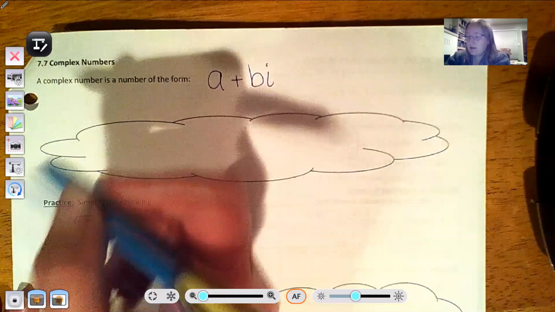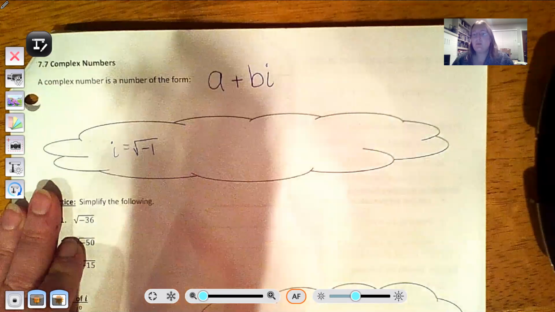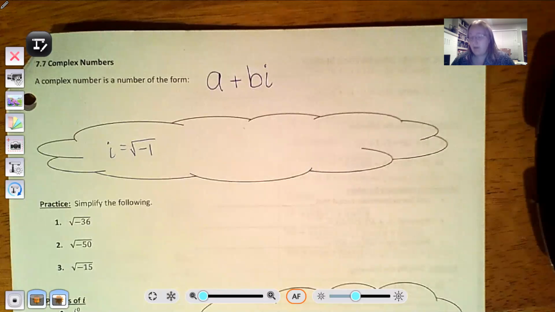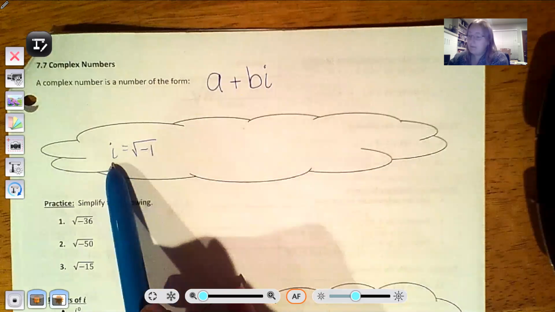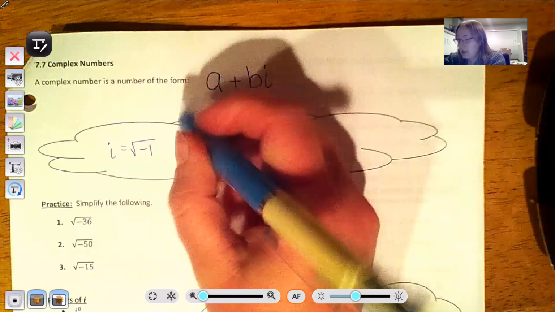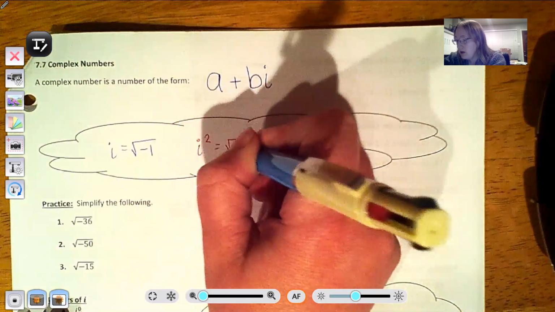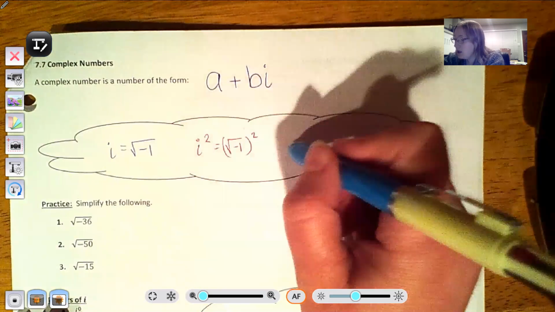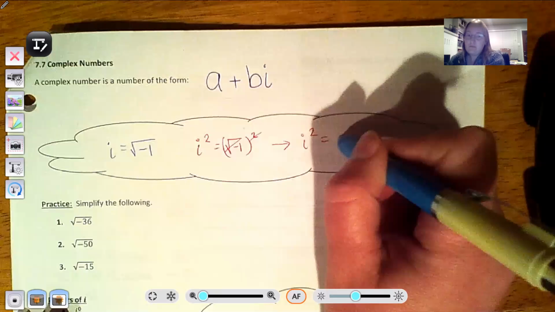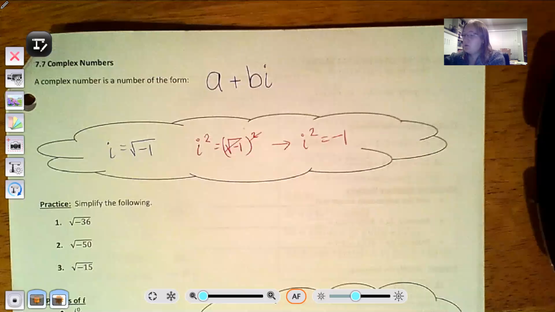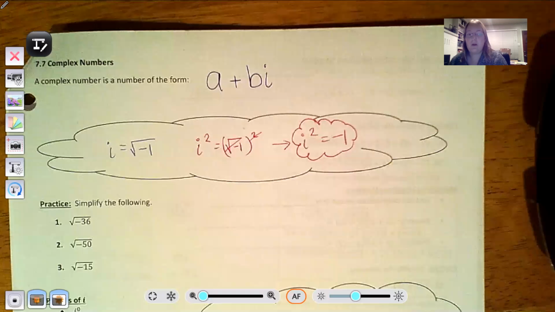And what i is defined as is the square root of -1. So up until this point, you couldn't take a square root of a negative. But now you can, because the square root of a negative will just produce an i. It's important to recognize that if I square both sides, that will result in i squared being equal to -1. So that is a really, really helpful value when we work with complex numbers.